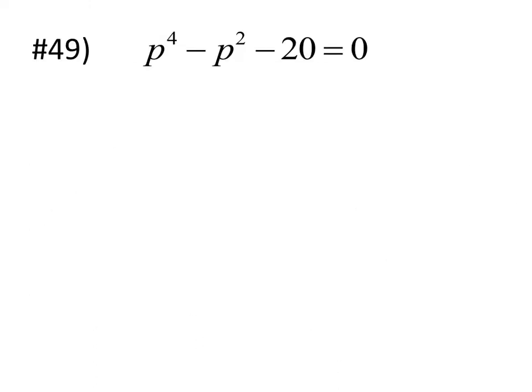All right, p to the 4th minus p squared minus 20 equals 0. So you need to find your factors of 20 that will give you 1. So I've got 1 and 20, 2 and 10, and 4 and 5. It's going to be 4 and 5. Build your houses.